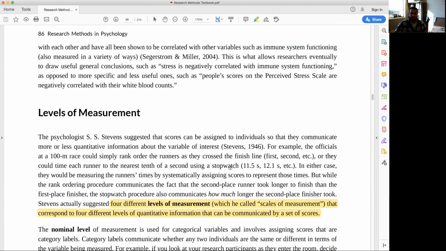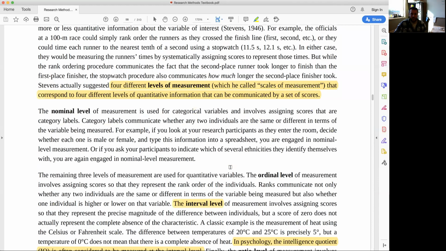So then we get to levels of measurement. There are four levels of measurement: nominal, ordinal, interval, and ratio. They're highlighted in the book. It's something that I'm guessing many of you have already come across, so I didn't want to spend a ton of time going over each and every one. I do have them highlighted in the lecture notes as well.